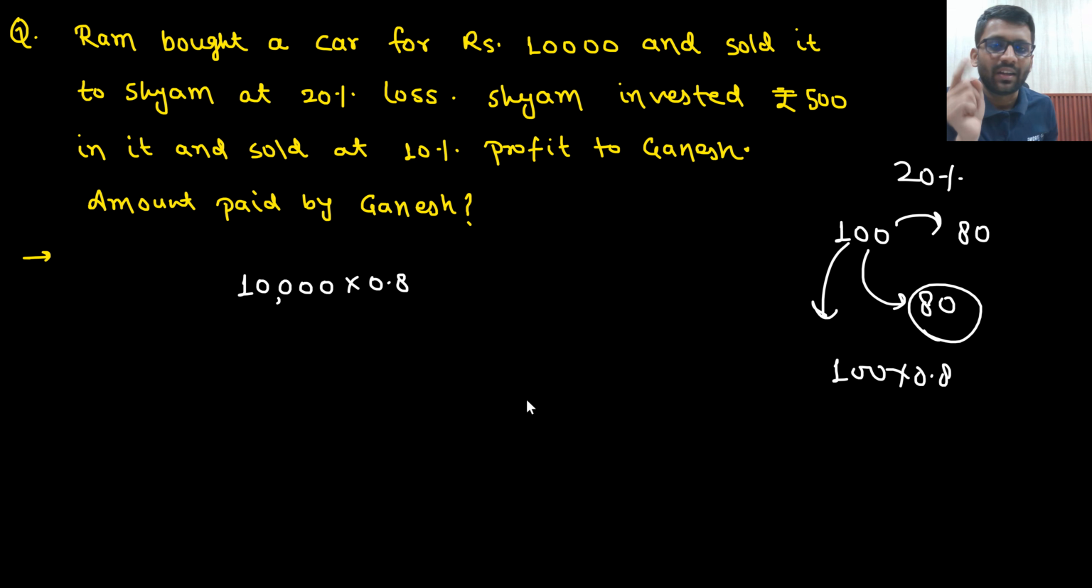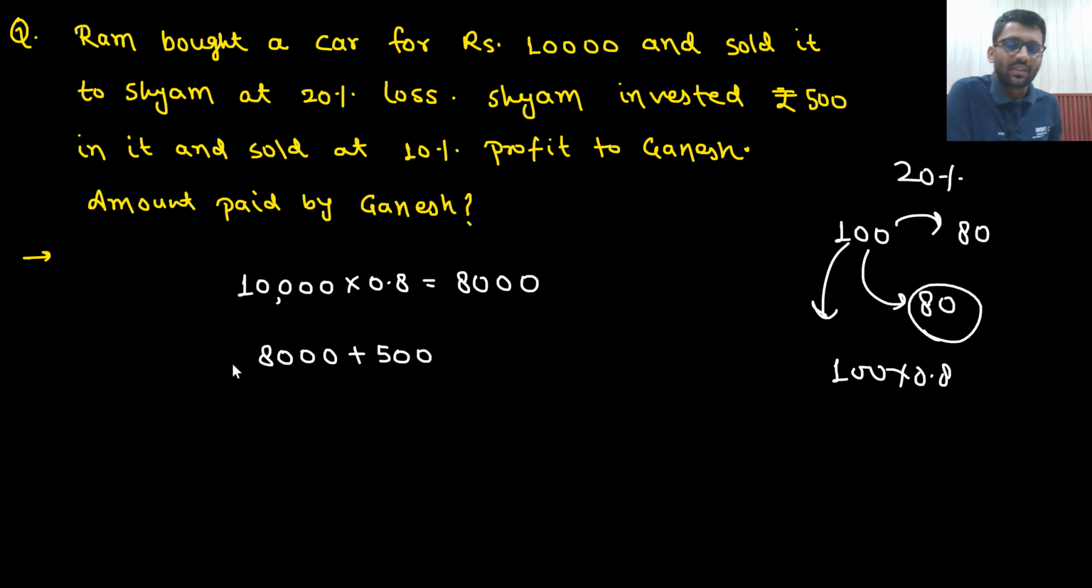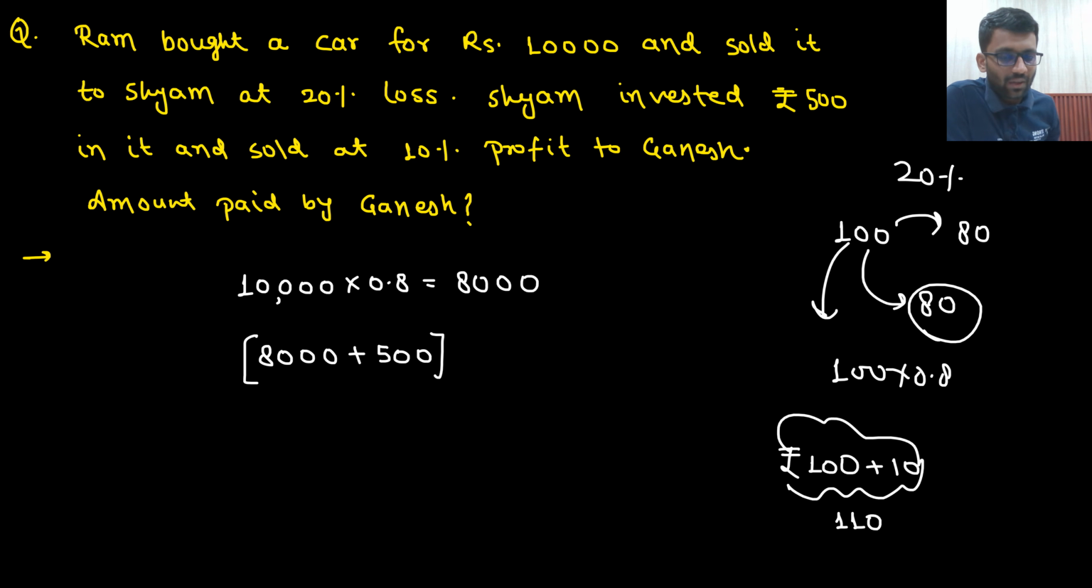That means he sold it for 8k, or 8,000 I should write, people will get confused. Now what Shyam did, Shyam invested 500 rupees and sold it at 10% profit to Ganesh. That means, let's just say I got something for 100 rupees and I invested 10 rupees in this one. That means the cost is now 110. It cost me 110 rupees.